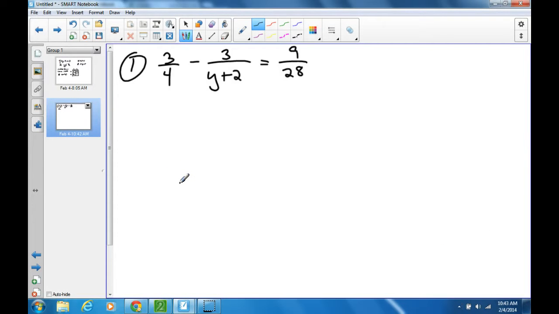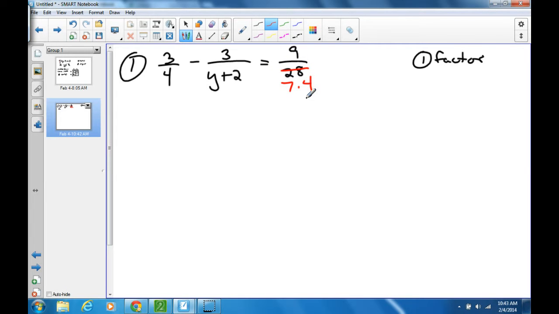Here we have a rational equation. We're trying to solve for y. And the first thing we're going to want to do is factor. Okay? So the thing is, on this one, they're pretty much factored out as far as we can go. But this 28, I want to think about what goes into 28. 7 and 4, right? So I can change this to a 7 and a 4.